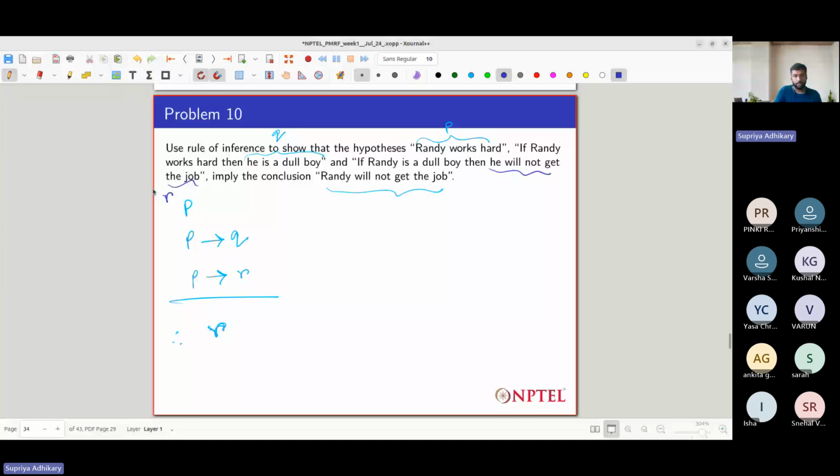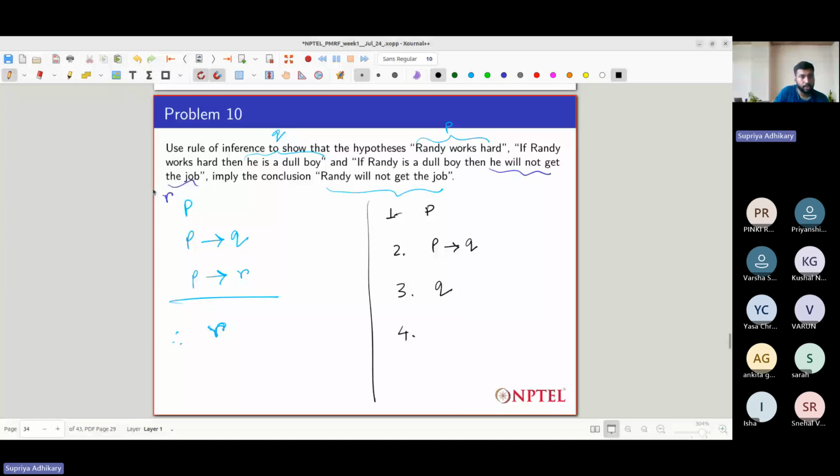In the rule of inference, first we have P, and secondly we have P implies Q. Now using these two statements, using modus ponens, we can say Q. Now we have Q, and next we include the statement over here: if Randy is a dull boy, then this is true. So therefore it should be Q implies R.